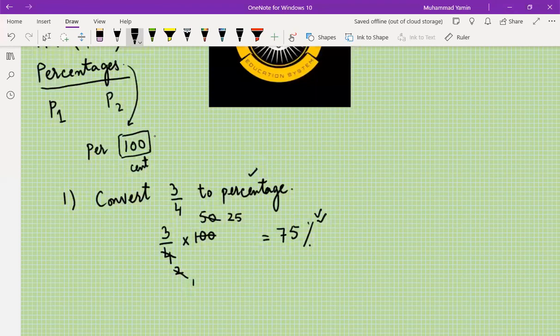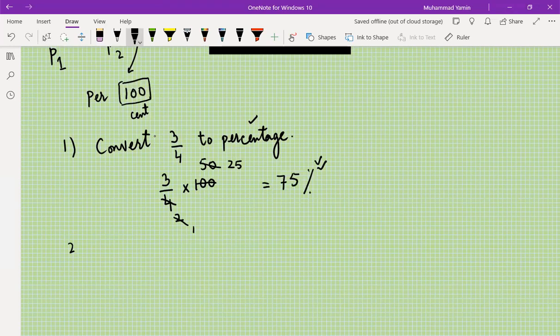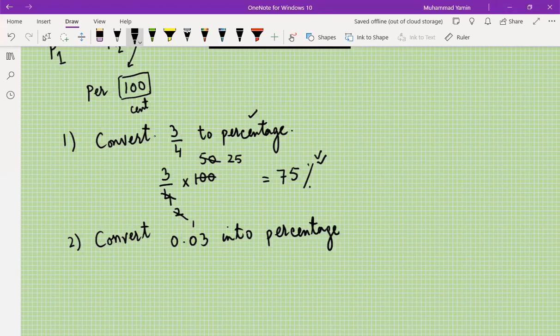In the same way, if it is asked in the question to convert 0.03 into percentage, it means the same thing. We are converting something to percentage. It means we have to multiply this value by 100. Let's see how.